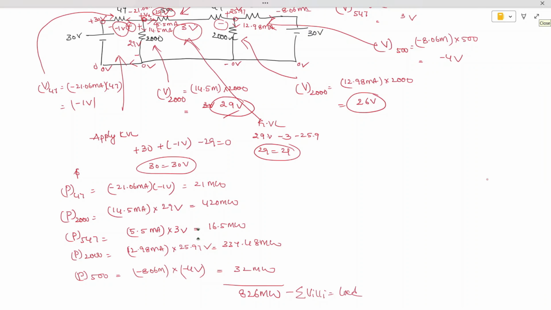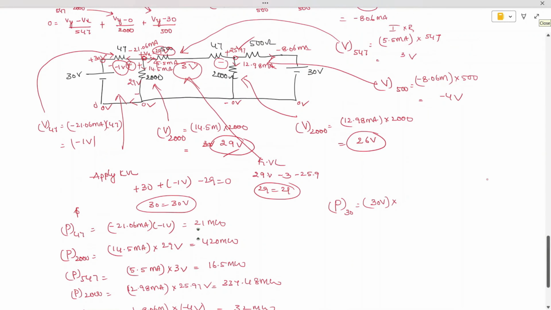Okay, so similarly, we want to calculate power consumed by the sources. What is the current power due to source? So what is the total voltage? 30 volts. And what is the total current? So total current is how much? 21.06 milliamperes. So this is the current which is flowing in this branch.